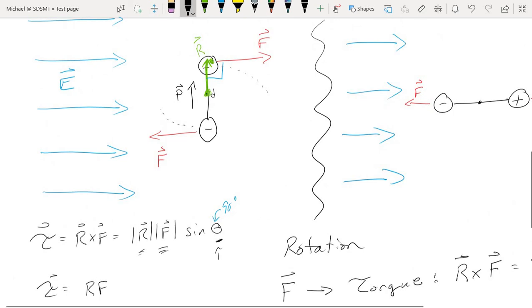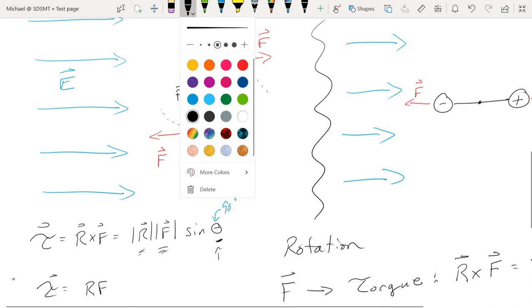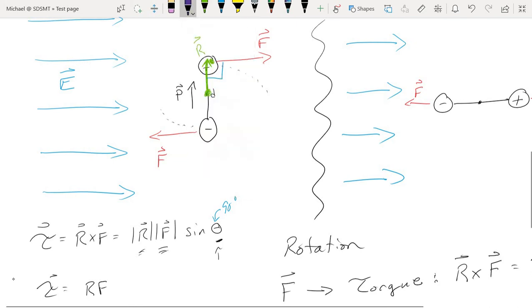R, let's see, how far is R? What color should we use here? I'll try purple, see if that shows up any better.